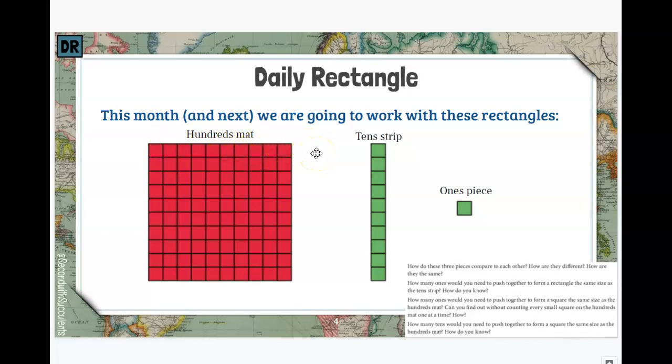You may also have noticed that this is called a hundreds mat. Well, if this is a 10 strip with 10 pieces, this hundreds mat probably also has 100 ones pieces or squares.